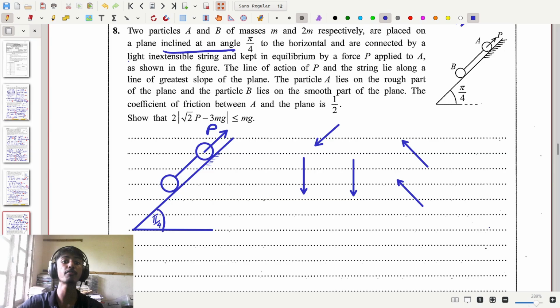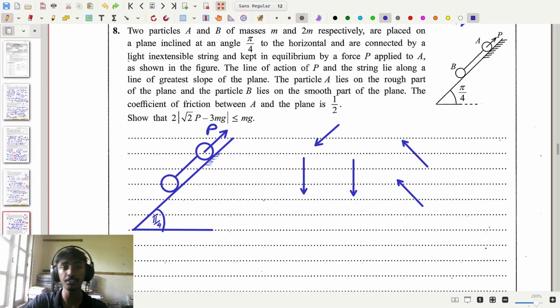at an angle of pi/4 to the horizontal and are connected by a light inextensible string and are kept in equilibrium by a force P applied to the particle A as shown in the figure. Now looking at the figure, we can see we have our inclined plane and the particles A and B, and also we can see in between A and B we have a light inextensible string, and to the particle A we have applied a force P in the direction up the slope.